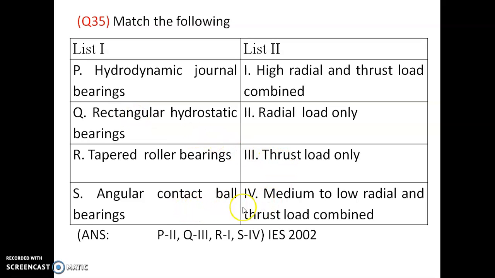Angular contact ball bearings can carry medium to low radial and thrust load combined. But the tapered roller bearing can carry high radial and thrust load combined.